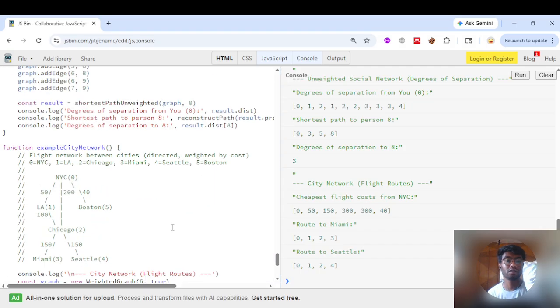And the flight cost is as defined here. 0 to 1 takes 1, 1 to 2, and 0 to 2 takes 150. That's the shortest path. 0 to 3 takes 300.